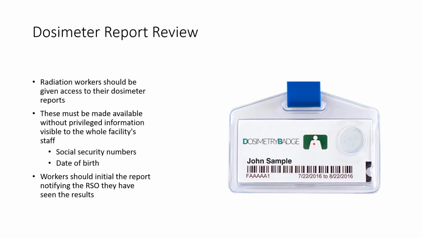Occupational personnel need to review their dosimetry reports. Radiation workers should be given access to the dosimeter reports. These must be made available without privileged information visible to the whole facility staff, things like date of birth and social security numbers. Workers should initial the report notifying the RSO that they have seen and understand the results.